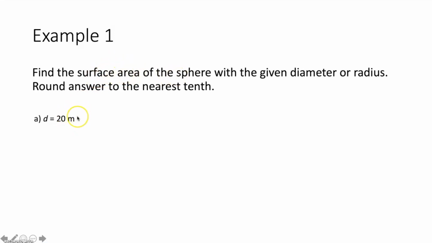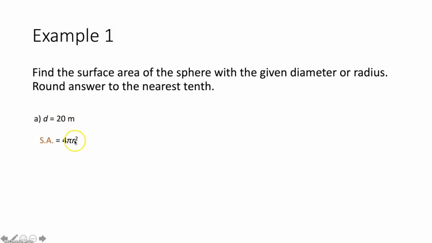Well, in order to find the surface area of a sphere, you need to remember the surface area of a sphere formula. Surface area is equal to 4 pi r squared, where r is the radius. Oh, but we're not given the radius, we're given the diameter. Well, how do you find the radius if you're given the diameter? You just take the diameter and divide it by 2, or multiply it by half. If the diameter of the sphere is 20 meters, that means the radius of this sphere is 10 meters.